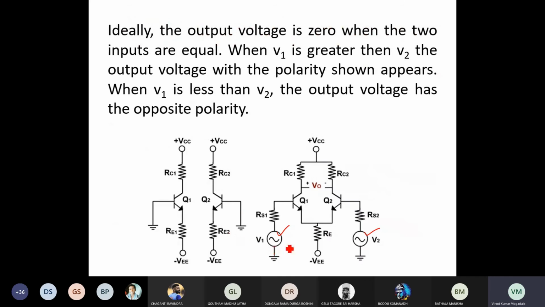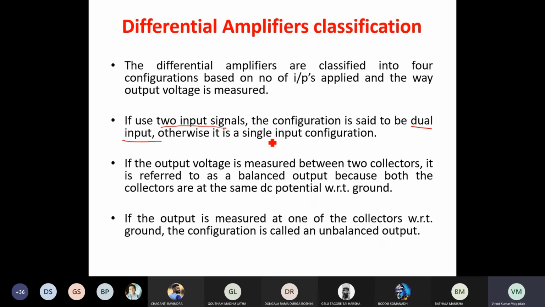Otherwise, if you are applying only V1 and not V2, that is V2 is equal to 0, or either of the input only, you are applying input at only one base, not both the bases, then it is called single input configuration. If you are applying two input signals, then it is called dual input. If you are applying input at only one base terminal, then it is called a single input.